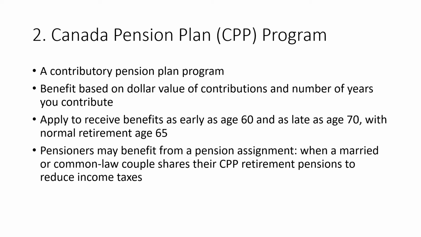You can apply to receive benefit as early as age 60 and as late as age 70, with normal retirement age 65. Pensioners may benefit from a pension assignment. When a married or common law couple shares their CPP retirement pensions, they can reduce their income taxes.